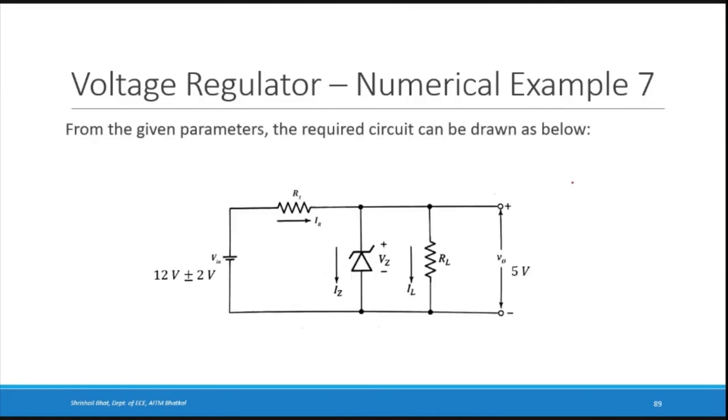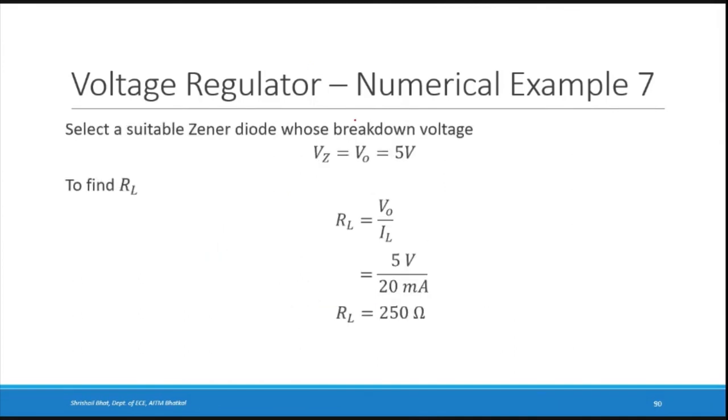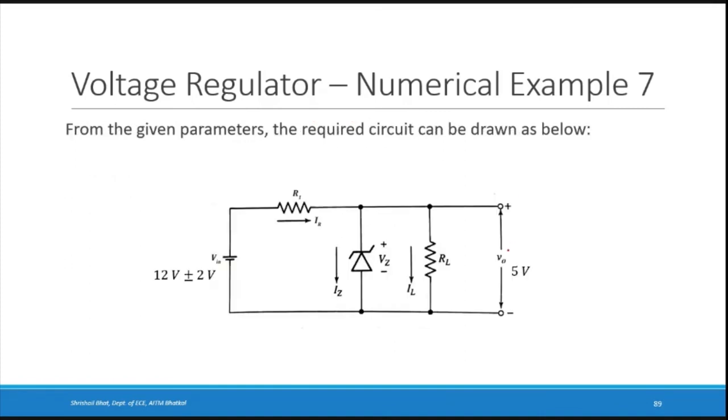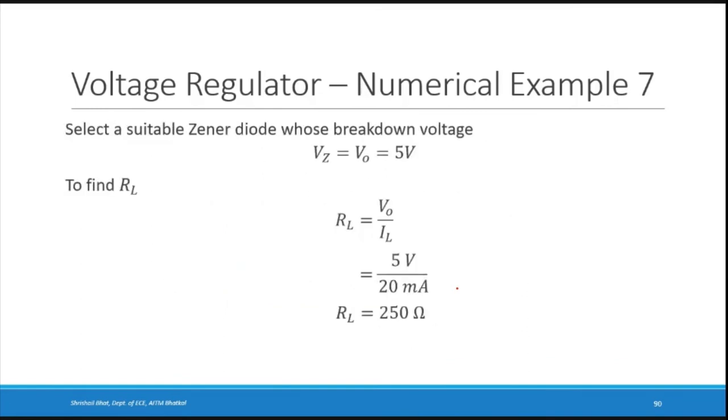So this is the actual circuit that we are supposed to design. Input is 12 plus or minus 2 volts. Output is 5. You are supposed to find R1, RL, and VZ. First, select a suitable Zener diode whose breakdown voltage VZ is equal to V0, that is 5 volts in this case. Then to find RL, it is similar to the previous case, because even here V0 is 5 volts and IL is 20 milliamps, so you'll get RL as 250 ohms.